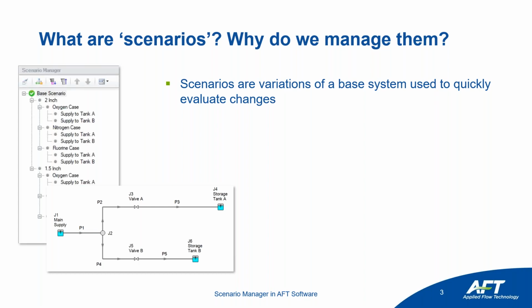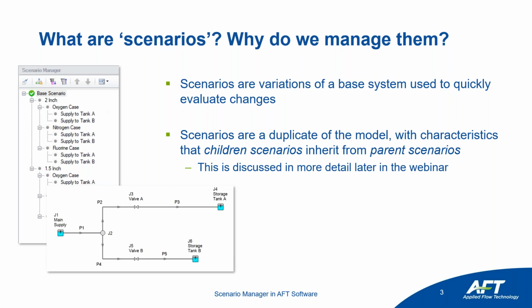What that'll look like in the software, and what we'll ultimately build to through our example, is building out a scenario manager tree that comprehensively considers all of those different alternatives. So we'll have different scenarios for the 2-inch pipe versus 1.5-inch for each of the different fluid cases, and then also for supply to each of those tanks individually.